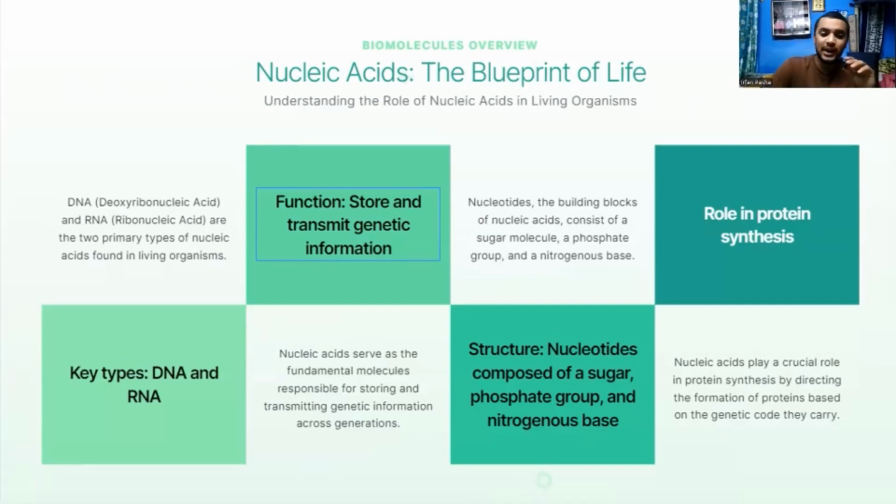DNA, deoxyribonucleic acid, and RNA, ribonucleic acid are the two primary types of nucleic acid found in living organisms. Basically, there are two types of nucleic acid which play the whole role around which revolves the whole cycle of life, which are DNA and RNA. DNA is deoxyribonucleic acid, RNA is ribonucleic acid. The key types are DNA and RNA.